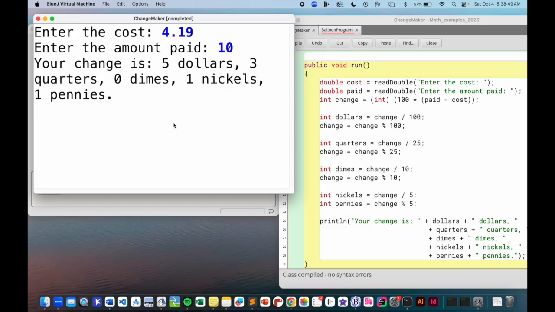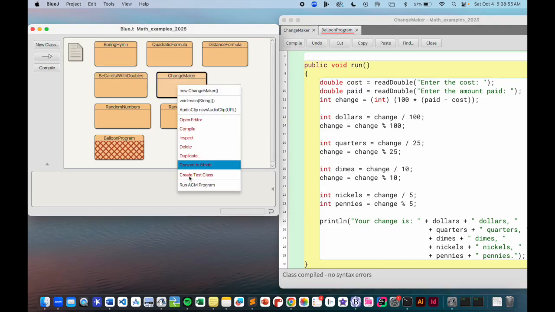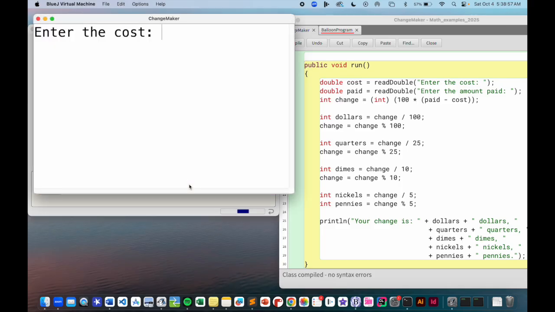There is actually one very small thing wrong with this program. And I'm going to go ahead and run this again. Let's say it cost $4.19 and I actually paid with $7. Now, there's really no reason why you'd ever do this because you would just pay with a $5 bill. Like, why'd I hand them the extra $2? But we're going to ignore that.